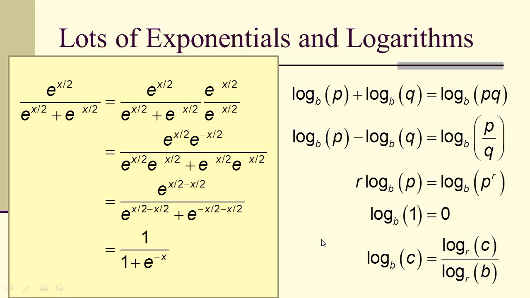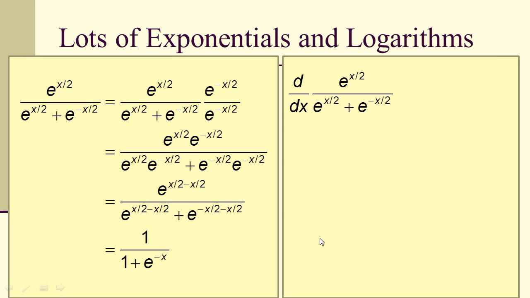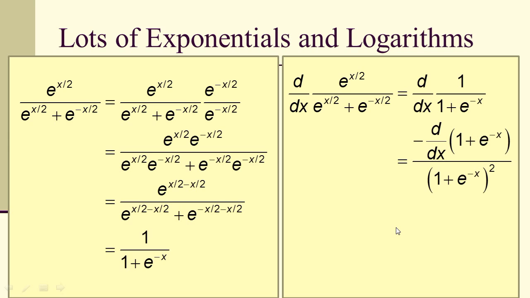This is actually something we'll see later on. The derivative of e to the x over 2 over e to the x over 2 plus e to the negative x over 2, well, that's kind of a mess. But we can simply take the derivative of 1 over 1 plus e to the negative x because we simplified. That's the negative of the derivative of 1 plus e to the negative x over 1 plus e to the negative x squared. And that gives us our derivative: e to the negative x over the quantity 1 plus e to the negative x squared.